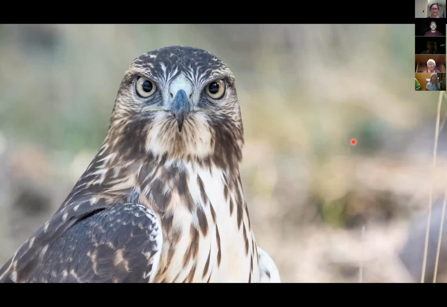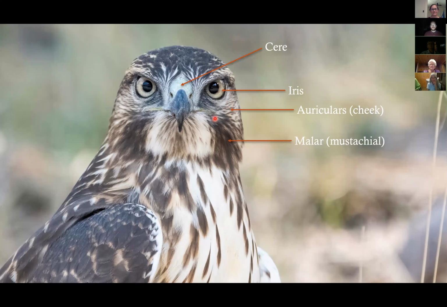And if you're really lucky and you get a nice up close view like this, you can see the flesh around the bill called the cere, the iris, which the color of the iris can be useful for aging or sexing raptors, the auriculars or the cheeks, the malar region or mustachial region, the orbital ridge, which kind of gives them this really stern appearance, and the gape, which is this fleshy bit that comes back from the bill.